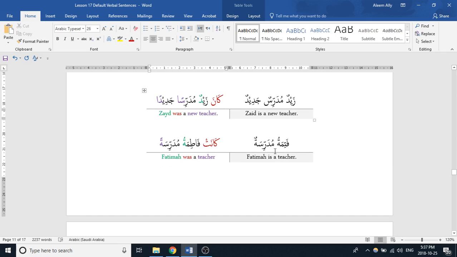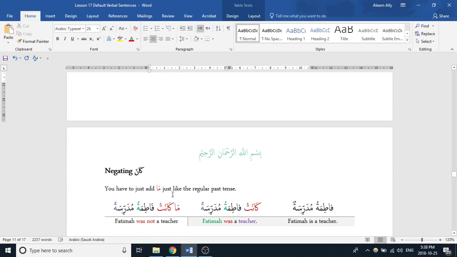So let's look at another example. Fatimatu mudarrisatun. So this means Fatima is a teacher. If we throw kanat in there, because we're going to have to use kanat this time around because we're referring to a female, it would be kanat Fatimatu mudarrisatan. Same thing happens. The fa'il becomes ismu kana, and then the maf'ul becomes khabaru kana, right? And it will bear the same signs.